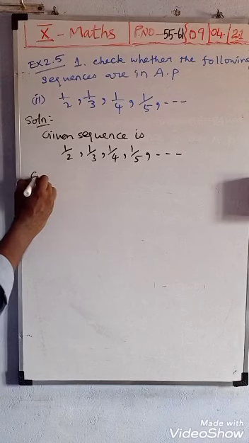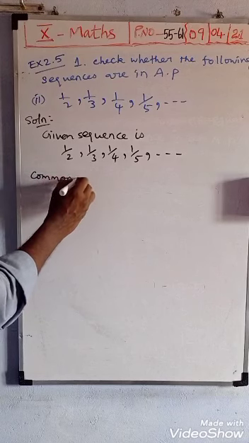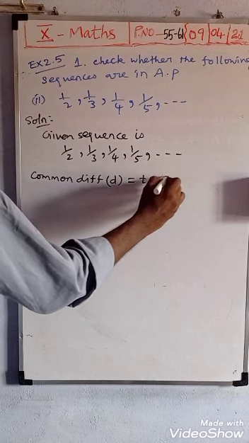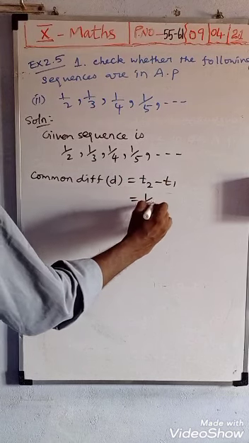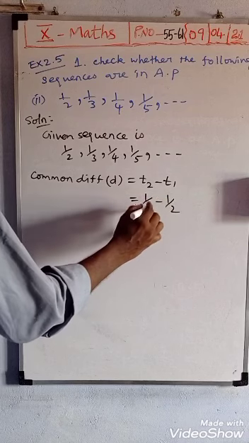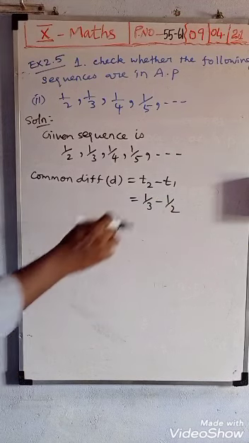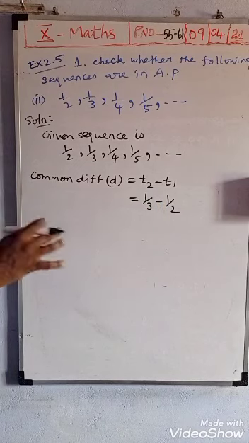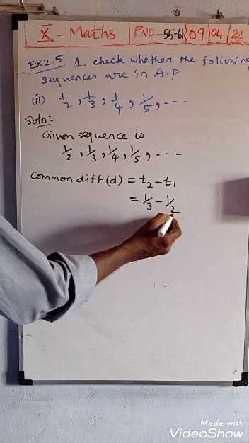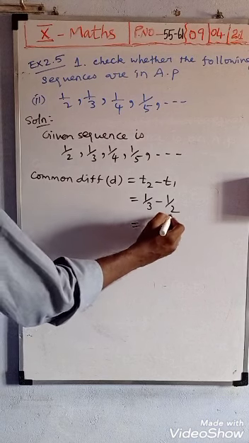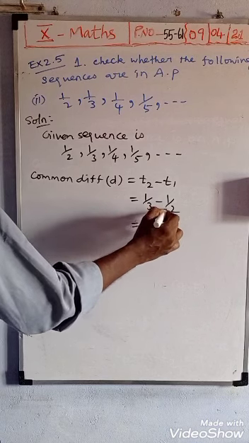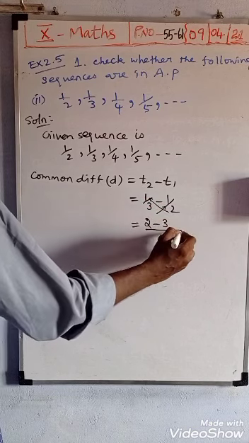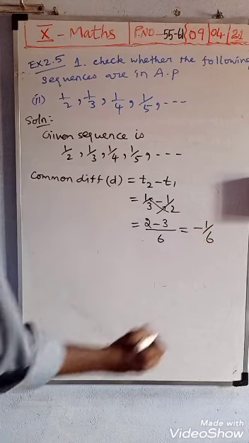Now check the common difference to see whether it is an AP or not. How do we check the common difference? D is equal to T2 minus T1. So 1 by 3 minus 1 by 2. You should not subtract straight away: 1 minus 1 is 0, 3 minus 2 is 1, so 0 by anything is 0, you should not write that, it is wrong. Here the denominators are different, so we want to take the LCM. LCM means 3 2s are 6. Cross multiplication: 1 2s are 2 minus 1 3s are 3. So subtracting, you will get minus 1 by 6.